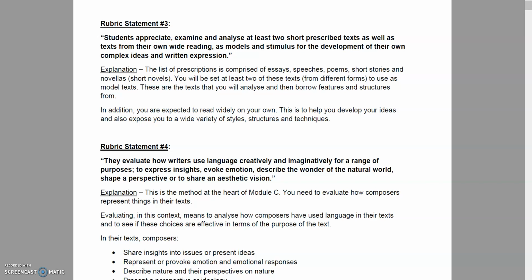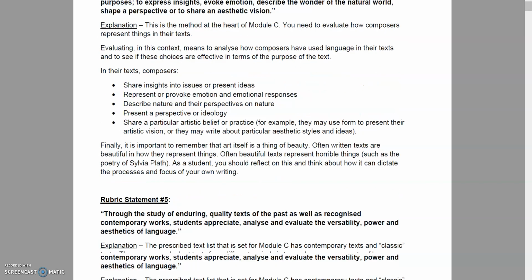And each of these texts has been chosen by Nessa for that purpose. They are writers who are accomplished in their writing. And what you're required to do with these Mod C prescribed texts is use them to improve your own writing. So you're kind of borrowing from them. You're kind of mimicking elements of those texts to ultimately improve your writing. And students who do that process really do improve their writing over time.